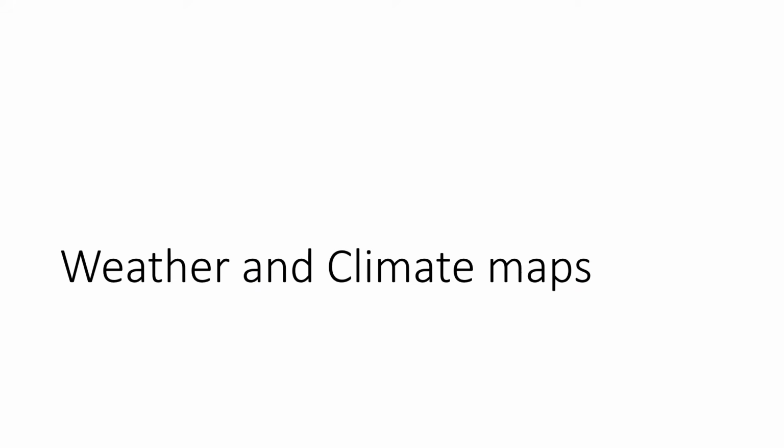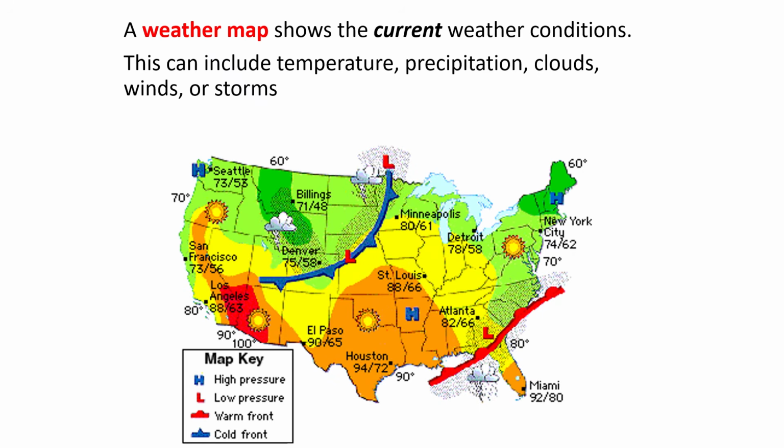Now, weather and climate maps are something we're going to look at extensively in this class. And these are actually types of physical maps as well, because they tell you something about what's physically going on in a location. Now, a weather map shows you what the current conditions are. Is it raining? Is it hot? What the temperatures are? Is there cloud cover? Is there a storm there today?